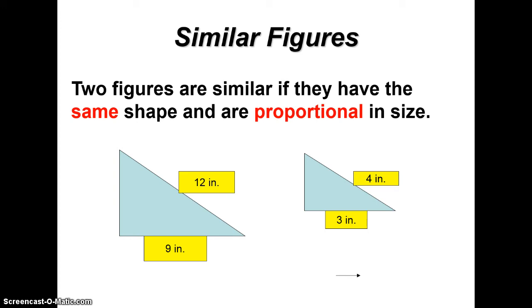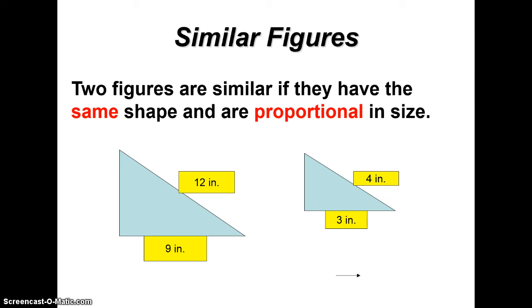Similar figures are formed when we have two shapes that are the same shape, but their size is proportional. So there's that buzzword, proportional. That's how it connects with what we've been doing for the last week or so. We just talked about congruent shapes that are the same shape and the same size. Here, obviously, we have the same shape, but they're not the same size. However, we're going to determine whether their side lengths are proportionate to each other.